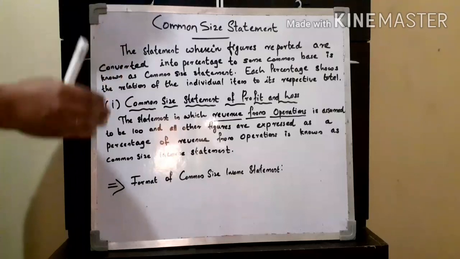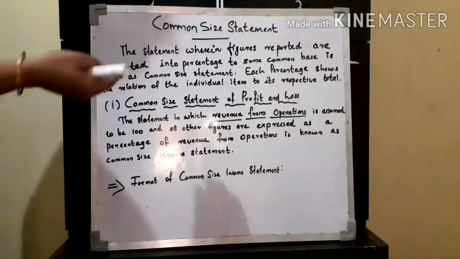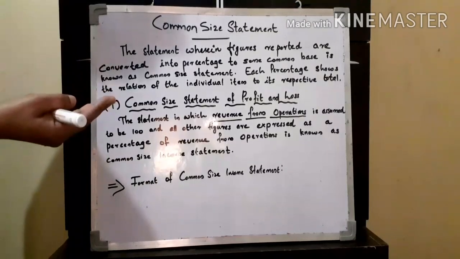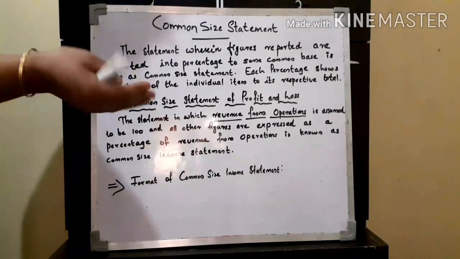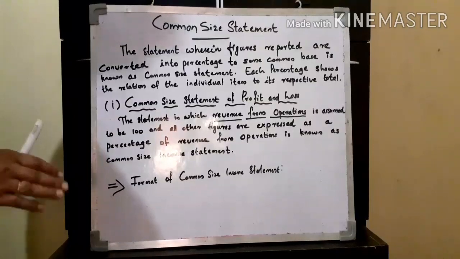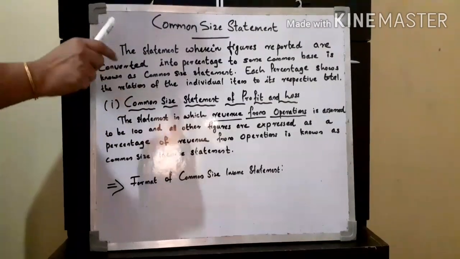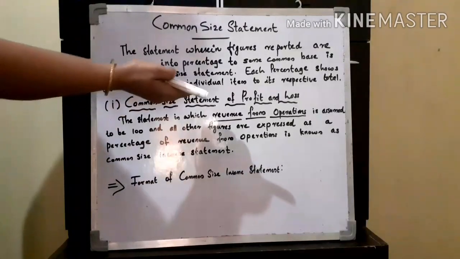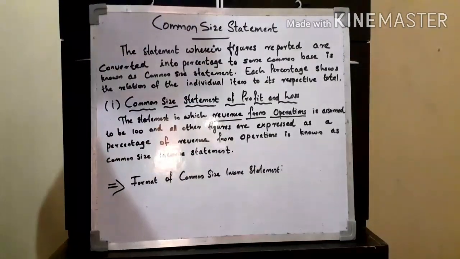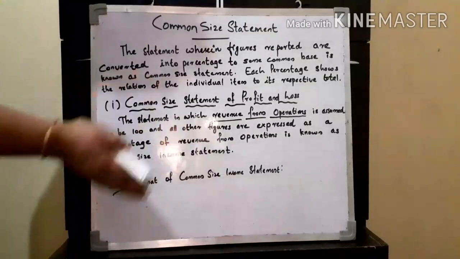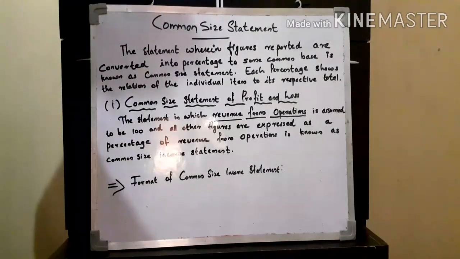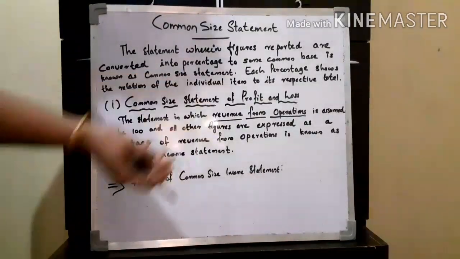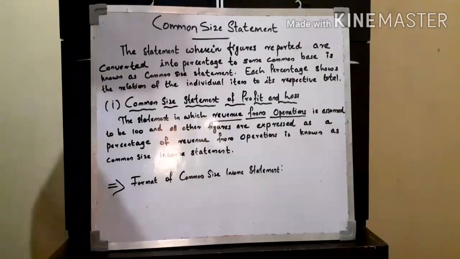Then each and every individual item of the profit and loss and balance sheet is converted into the percentage of the common base. So in this portion I am going to discuss the common size statement of profit and loss, how to prepare the statement of common size P&L or income statement. In this statement, revenue from operations is assumed to be 100.